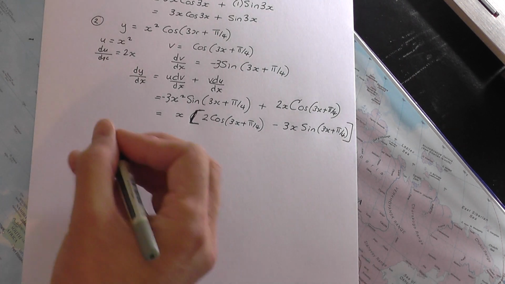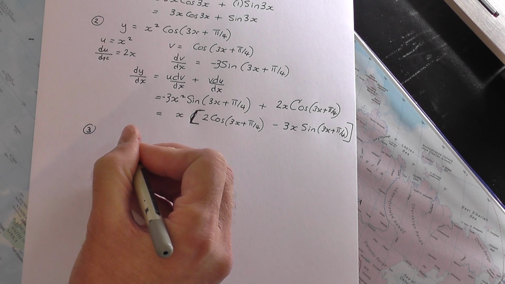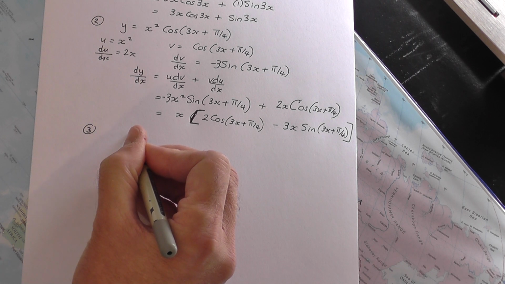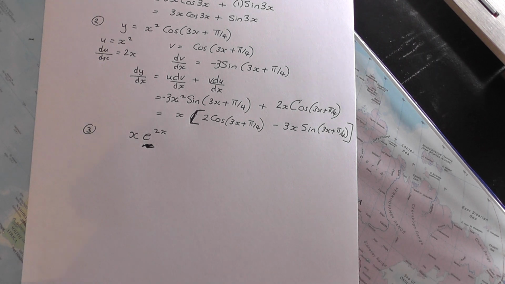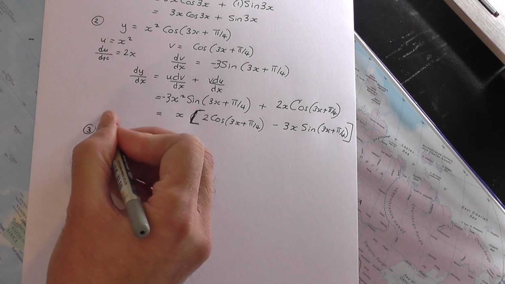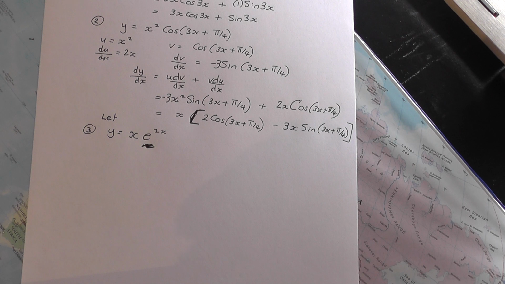Okay, let's try number 3. So we've got for number 3, how about this one? Let's do x e to the 2x. Now sometimes when you're given a question, instruction by the examiner, they might say just differentiate that. Well, if that is the case, what you need to do is say let y equal that. That's your first step.